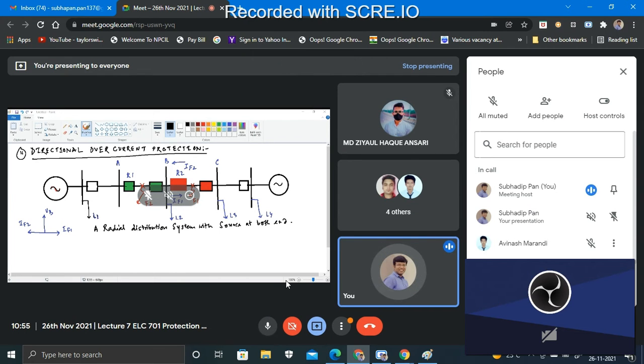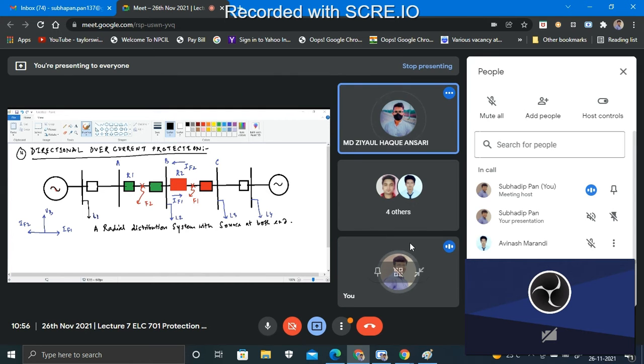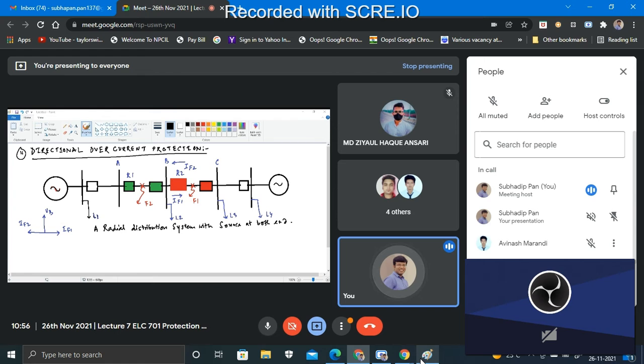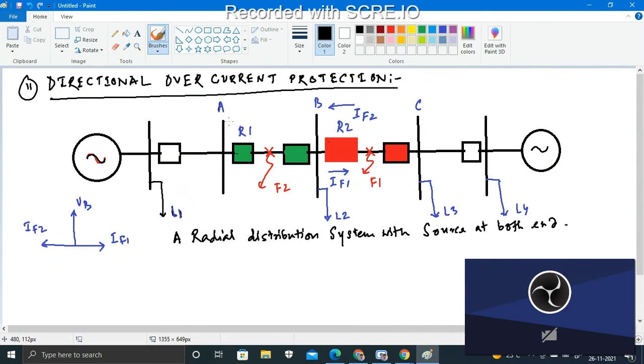Is my screen visible to everyone? Yes, sir. Between terminal B and A it is open, and between terminal C and A it is open. Whenever you solve this, you will see that we are considering two different systems, one for each side, connected at both ends of the feeder.